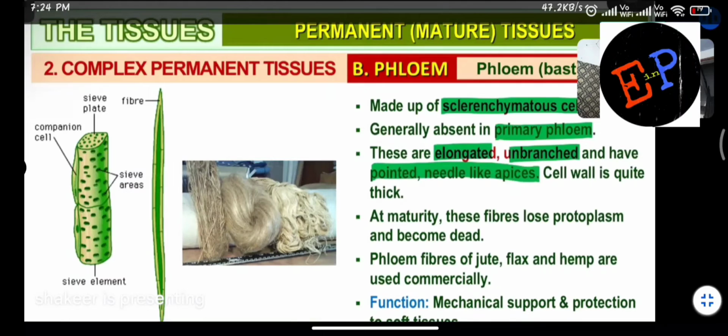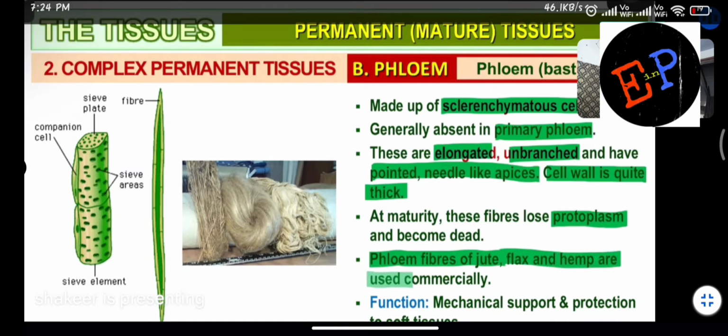Apices means what? Ends. Tapering ends we have studied, Nama. So like this they have pointed needle-like apices. The cell wall is quite thick. At maturity, these fibers lose protoplasm and become dead. It means initially they were living, but when they mature, they become dead and lose the nucleus as well as the cytoplasm. Phloem fibers of jute, flax, and hemp are used commercially. Mechanical support and protection of soft tissues, that is the function of phloem fibers. The soft tissues of the plant are protected by these phloem fibers.